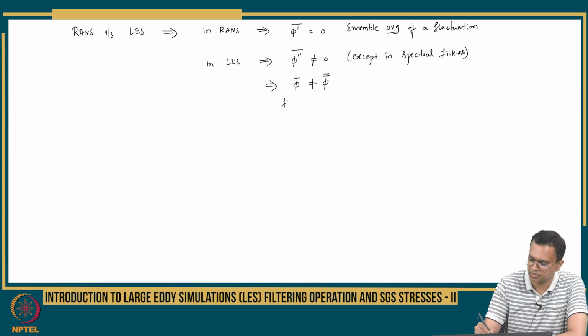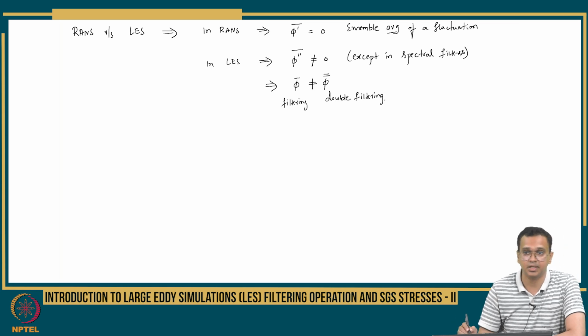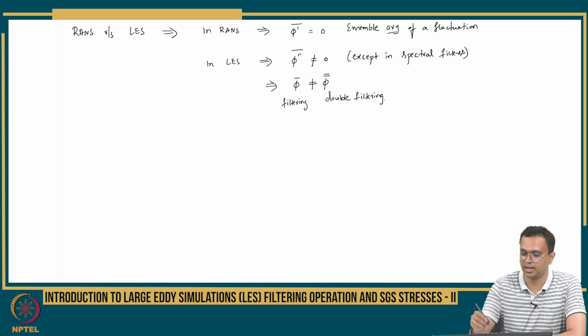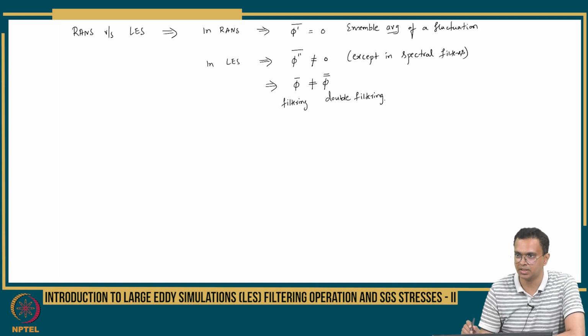Okay, so this is filtering, this is double filtering, even on the same filter size. This is not ensemble average. In the RANS, the bar represented ensemble average. So ensemble averaging and ensemble average quantity doesn't change anything. It has achieved its true mean. But here the bar represents filtering in LES. Okay. So this is the primary difference here.